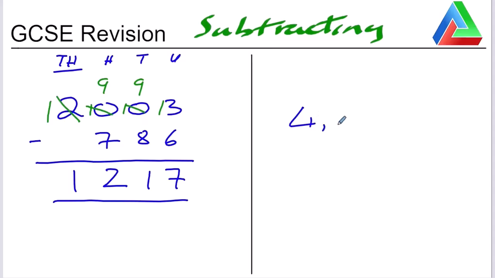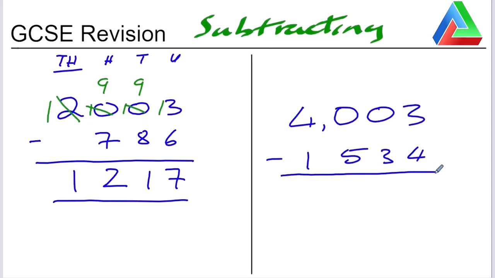And the last one, 4,003 subtract 1,534. Again, 3 subtract 4 we can't do. We can't take anything from the tens because there isn't anything. We can't take anything from the hundreds. We can take from the thousands, so we take one of the thousands. Now we've got 10 hundreds. We take one of the hundreds. Now we can put that in 10 tens. And then we take one of the tens, so we've now got 13 units. 13 take away 4 is 9.